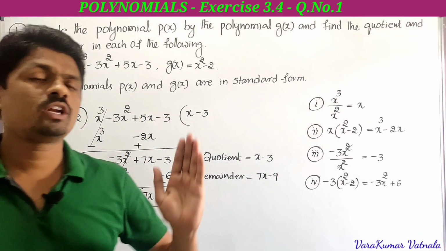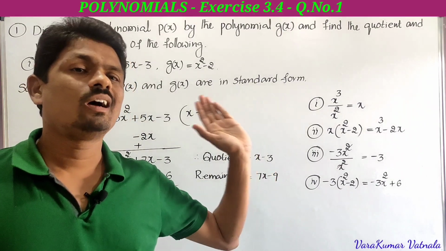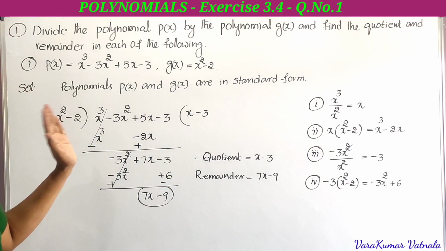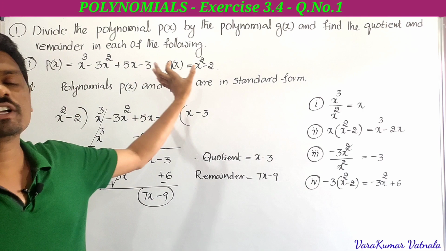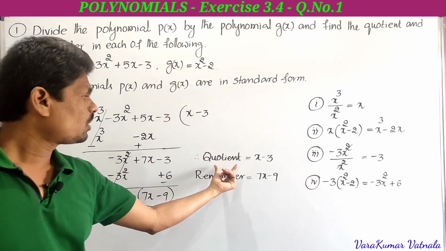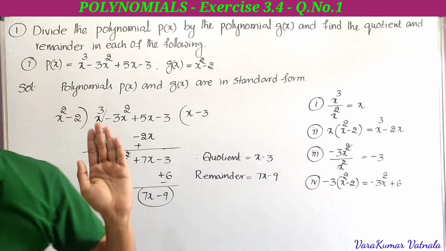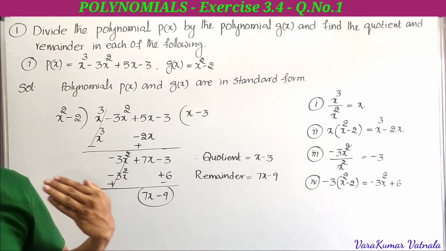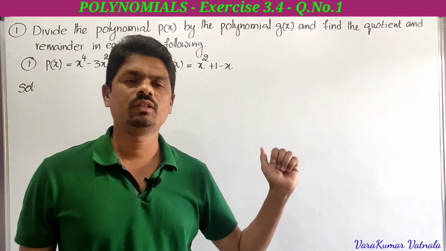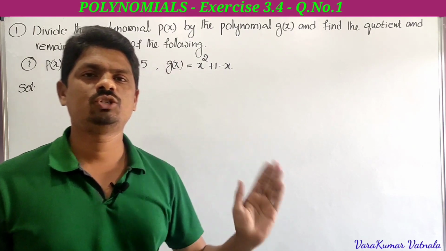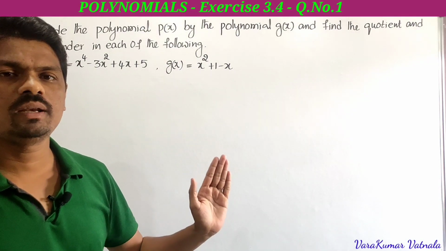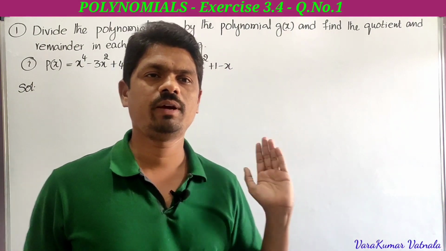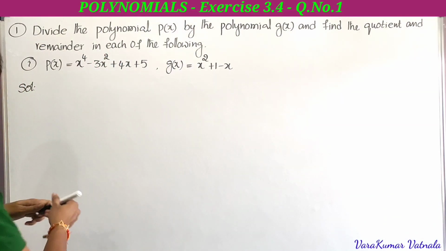So very important student, you have to follow the steps involved in the division of polynomials. So like this we can divide the polynomials. So very important. We have divided p of x by g of x. So here the quotient is x minus 3, the remainder is 7x minus 9. This is the first bit in the first problem. So next we have to solve the second bit. This is the second bit in the first problem. He has given p of x and g of x. He is asking to divide the polynomial p of x by the polynomial g of x and write the quotient and remainder. So here, see here, this is the second bit.